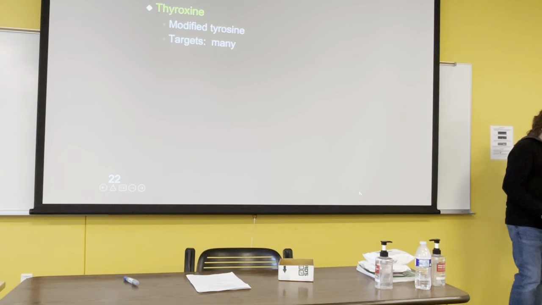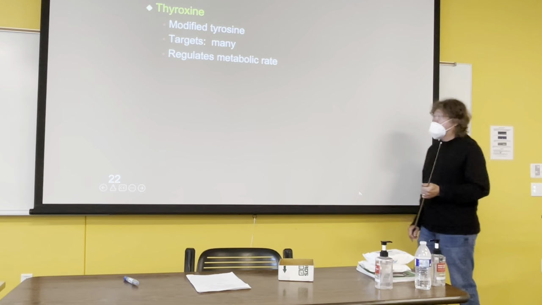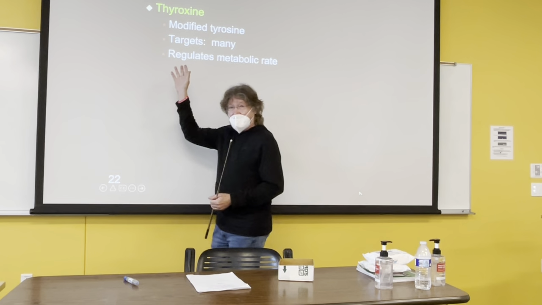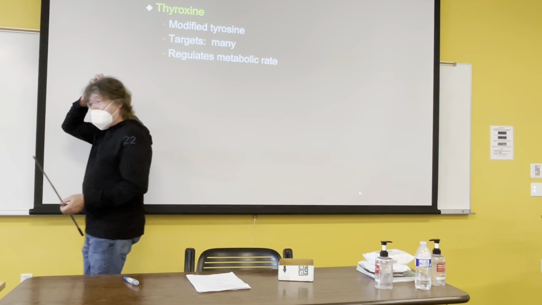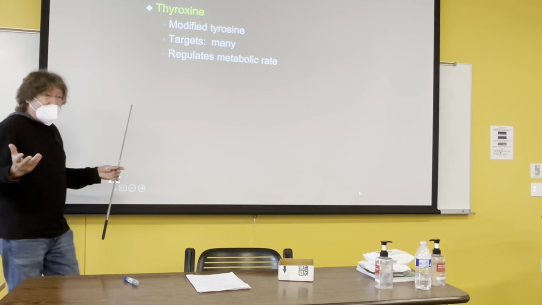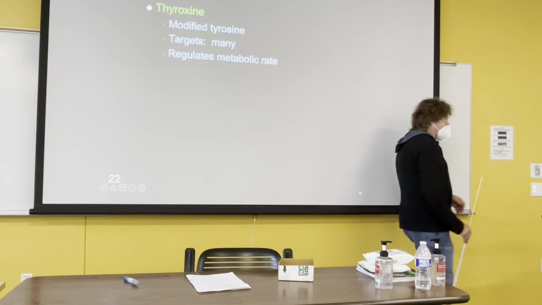And what does thyroxine do? It has many targets in the body, so I'm not giving something real specific there, but it regulates metabolic rate. In other words, it regulates the rate of cellular respiration. So if someone has low thyroxine output, they're usually very tired, fatigued, because the body isn't producing sufficient amounts of ATP, because thyroxine is regulating the rate at which ATP forms.